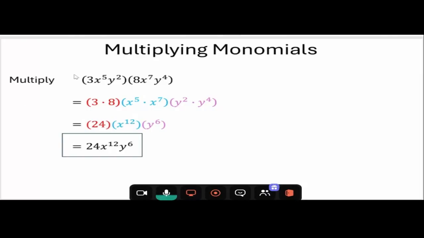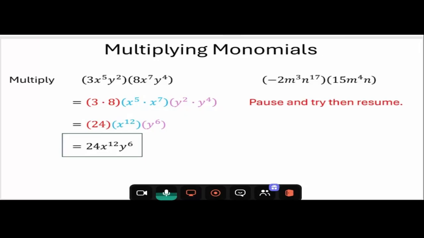And probably many of you see I could have skipped both of these middle two steps, just gone 3 times 8 is 24, x to the 5th times x to the 7th is x to the 12th, y squared times y to the 4th is y to the 6th. Just jump right to my answer. There's one for you to try. Okay, let's take a look.